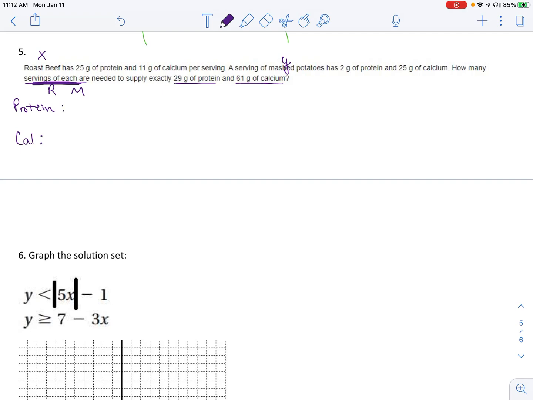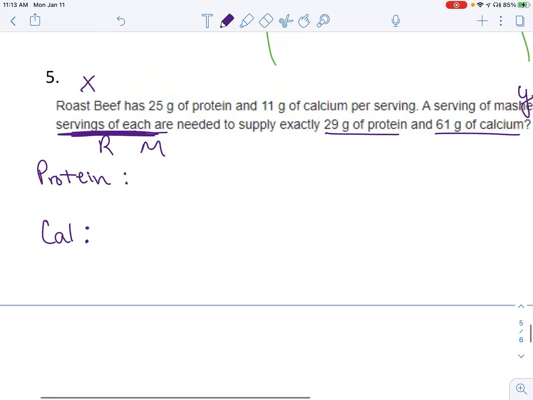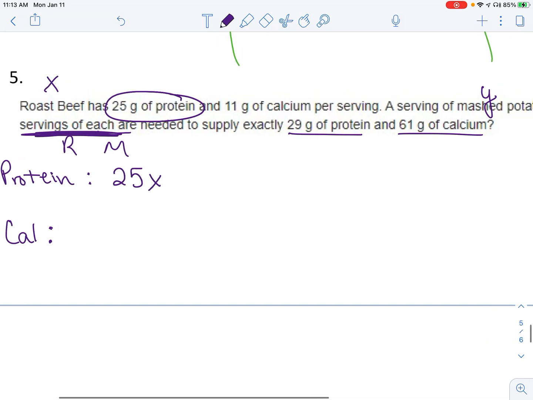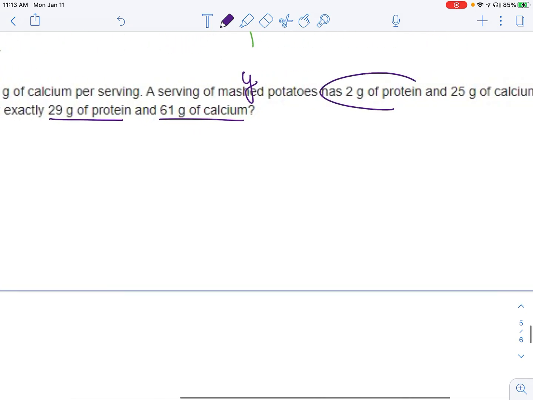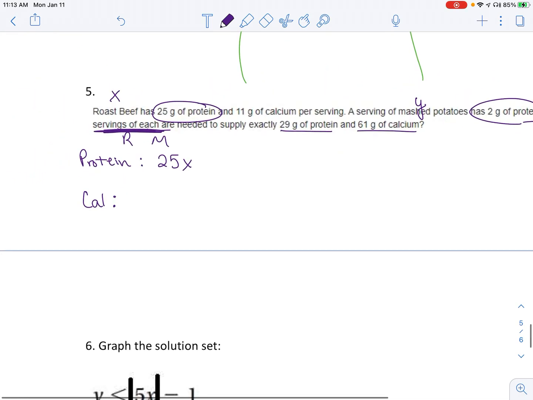The question was not asking about protein and calcium. It's asking how much roast beef and how much mashed potatoes. That identifies what your X and Y are. So let's do protein. X, protein, 25. There's 25 grams of protein in roast beef and 2 grams of protein in mashed potatoes for a total of 29 grams of protein.